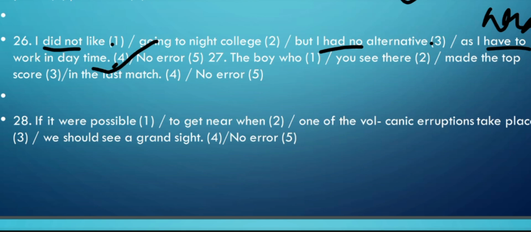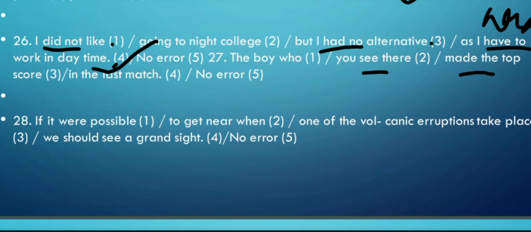Question number 27. The boy who you see there made the top score in the last match. Okay, see, there are two tenses, which ones? The boy who you see there, present tense. Made the top score is again present tense. Okay, sorry, this is past tense.